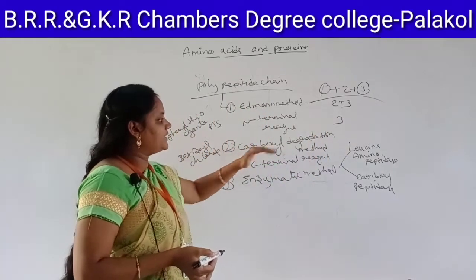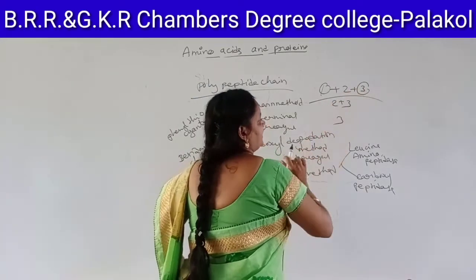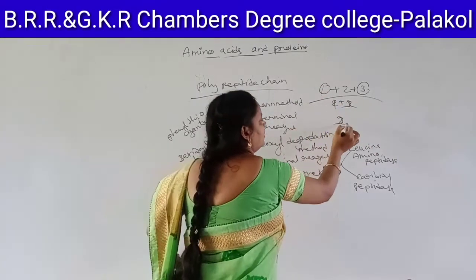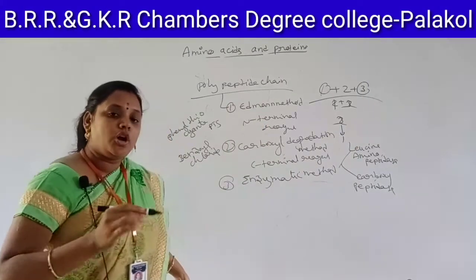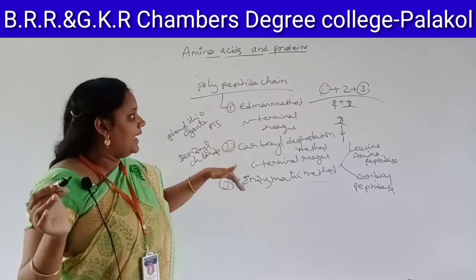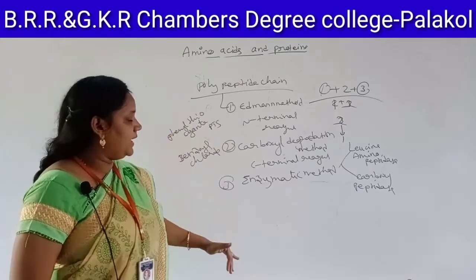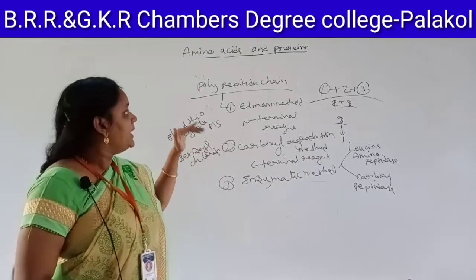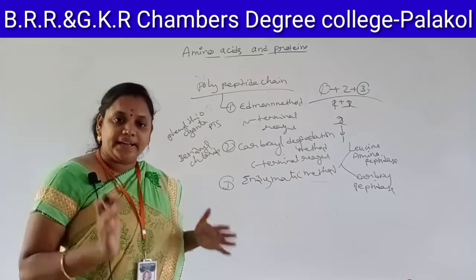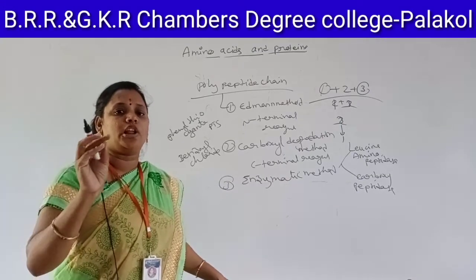Same in the case of carboxyl degradation method. It attacks the C-terminal and removes 3 first. So, we are left with 1 plus 2. Again, it attacks the C-terminal of 2. So, we are left with 1. So, one reagent attacks from the N-terminal to remove the amino acids from the peptide chain. The other reagent attacks the C-terminal to remove the amino acids from the polypeptide chain. In this way, the degradation of polypeptide chain can be done to know what will be the combination of that polypeptide chain.